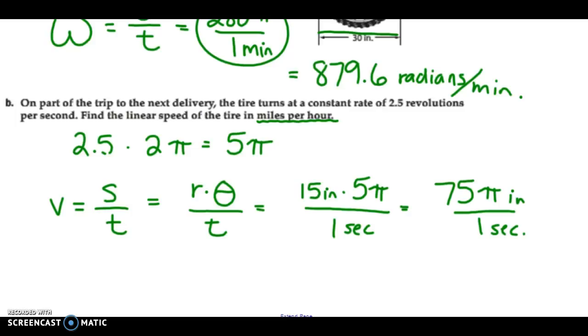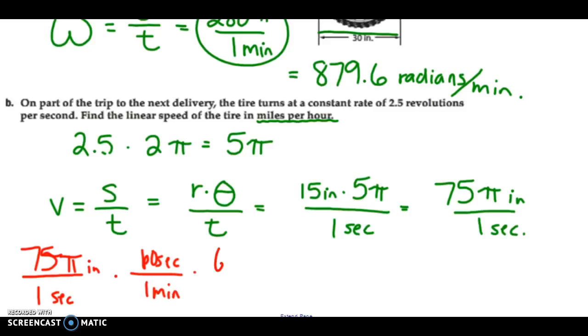So first, I'm going to say 75 pi over 1 second. Top is inches. So let's change my seconds into hours. So in 1 second, in 60 seconds, there is 1 minute. Okay, and in 60 minutes, there is 1 hour. Okay, I'll stop there for a second just so you see what's happening. The seconds cancel out here, minutes cancel out here. I'm left with hours on the bottom.